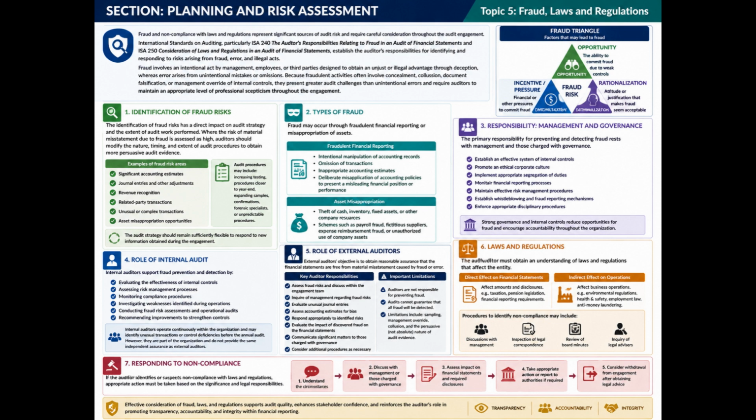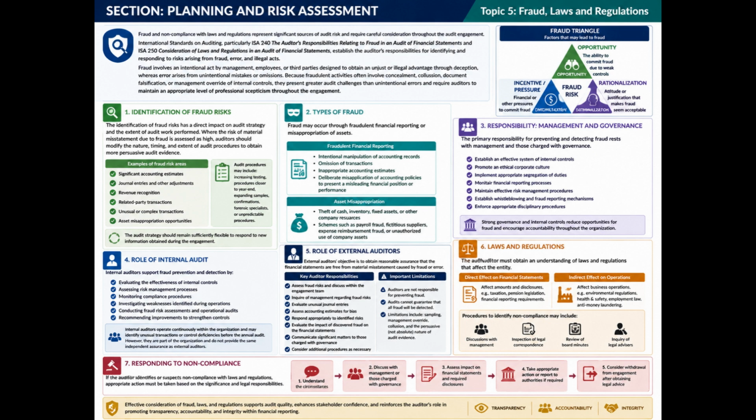The auditor should obtain a general understanding of the legal and regulatory framework applicable to the entity and perform procedures designed to identify instances of material noncompliance that could affect the financial statements or the auditor's report. Discussions with management, inspection of legal correspondence, review of board minutes, and inquiry of legal advisors may provide evidence regarding compliance matters. If the auditor identifies or suspects noncompliance with laws and regulations, appropriate action must be taken depending on the significance of the matter and applicable legal responsibilities.